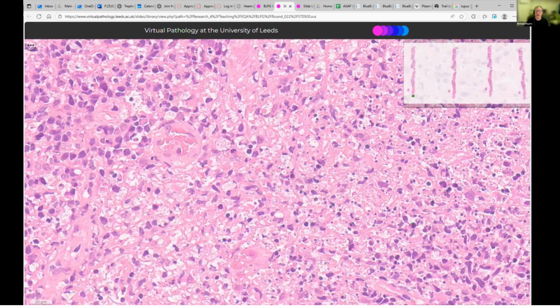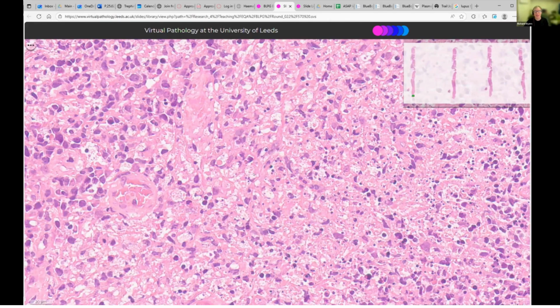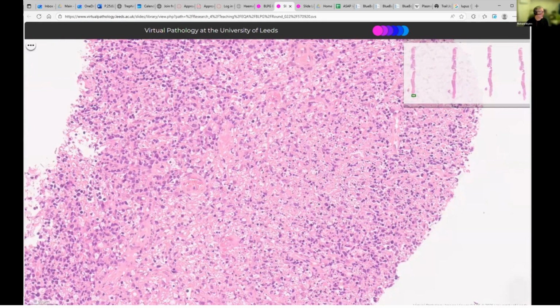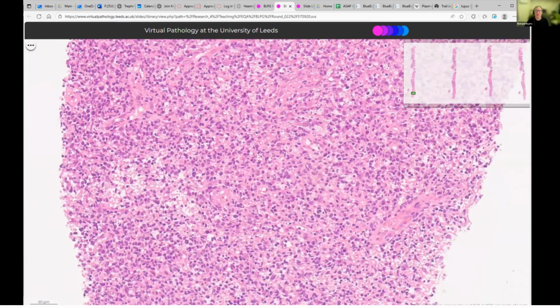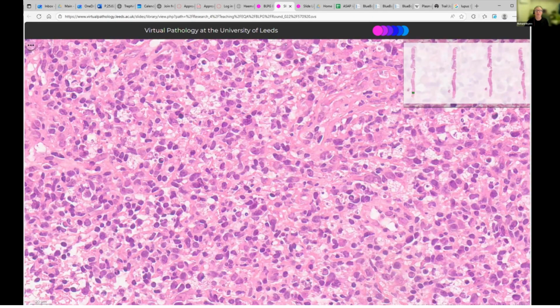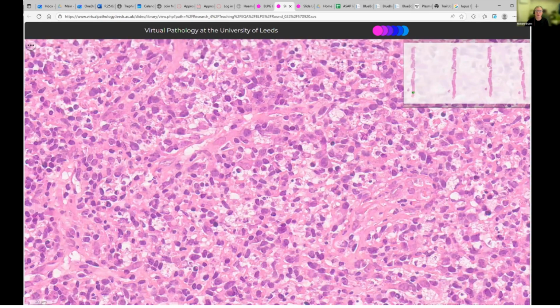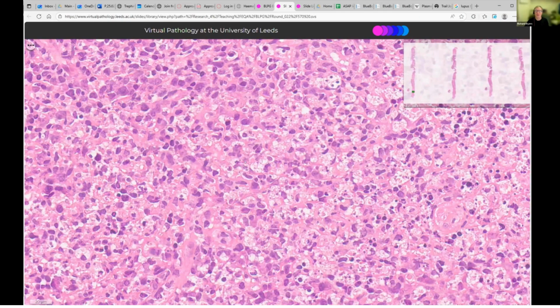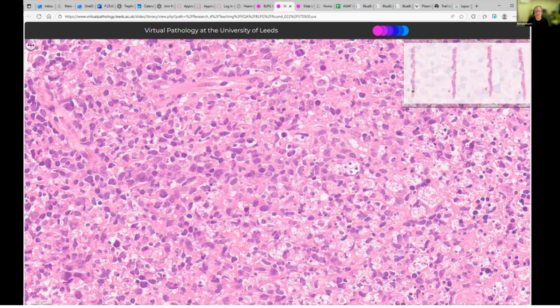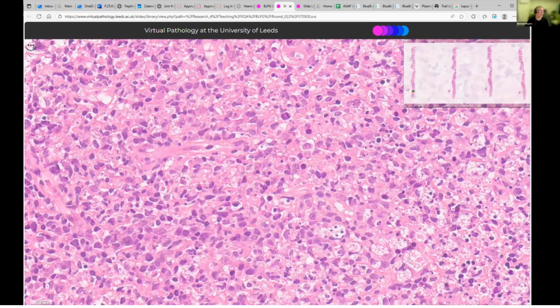Kikuchi's can be a trap for the unwary because there's often a lot of T cells in it, and the transformed immunoblast-like cells, these large transformed cells, are often T cells. So to the unwary, it almost looks like a high-grade lymphoma because you've got necrosis, apoptosis, and large T immunoblasts.